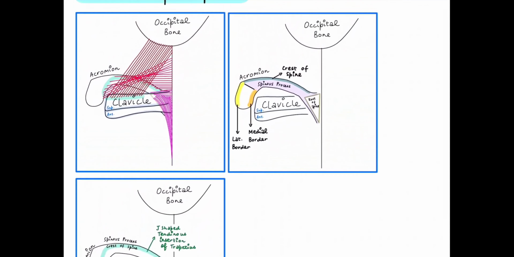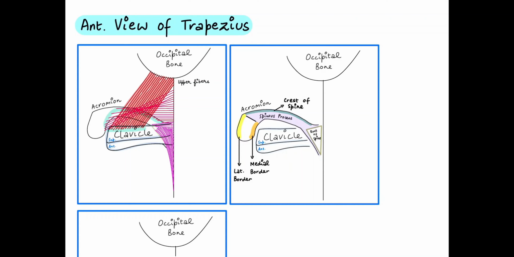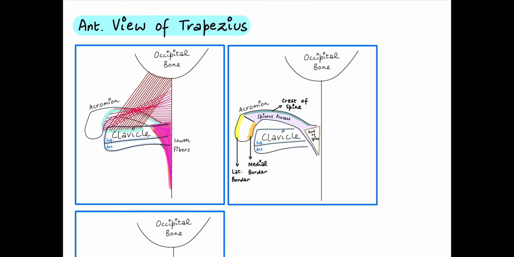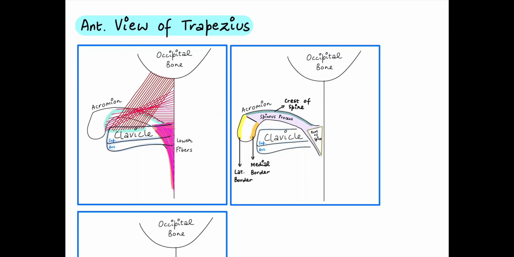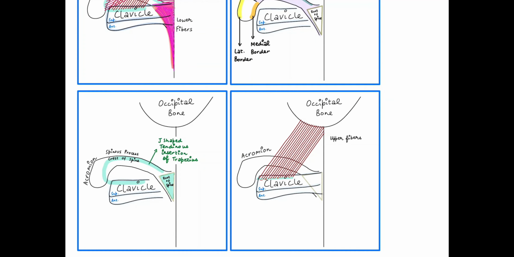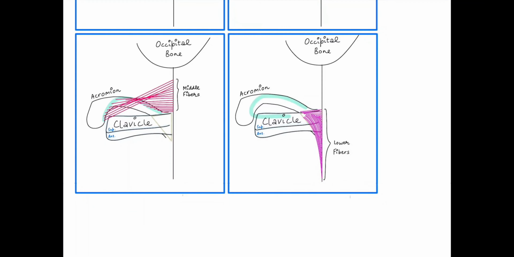Now we can simplify the complex looking first diagram. These are the upper fibers, which are inserted into the lateral 1/3 of clavicle. These are the middle fibers, which are inserted into the medial border of acromion and the crest of spine. And finally, these are the lower fibers, which are inserted into the root of spine. After removing other fibers, we can clearly see the individual fibers: the upper fibers, the middle fibers, and the lower fibers.